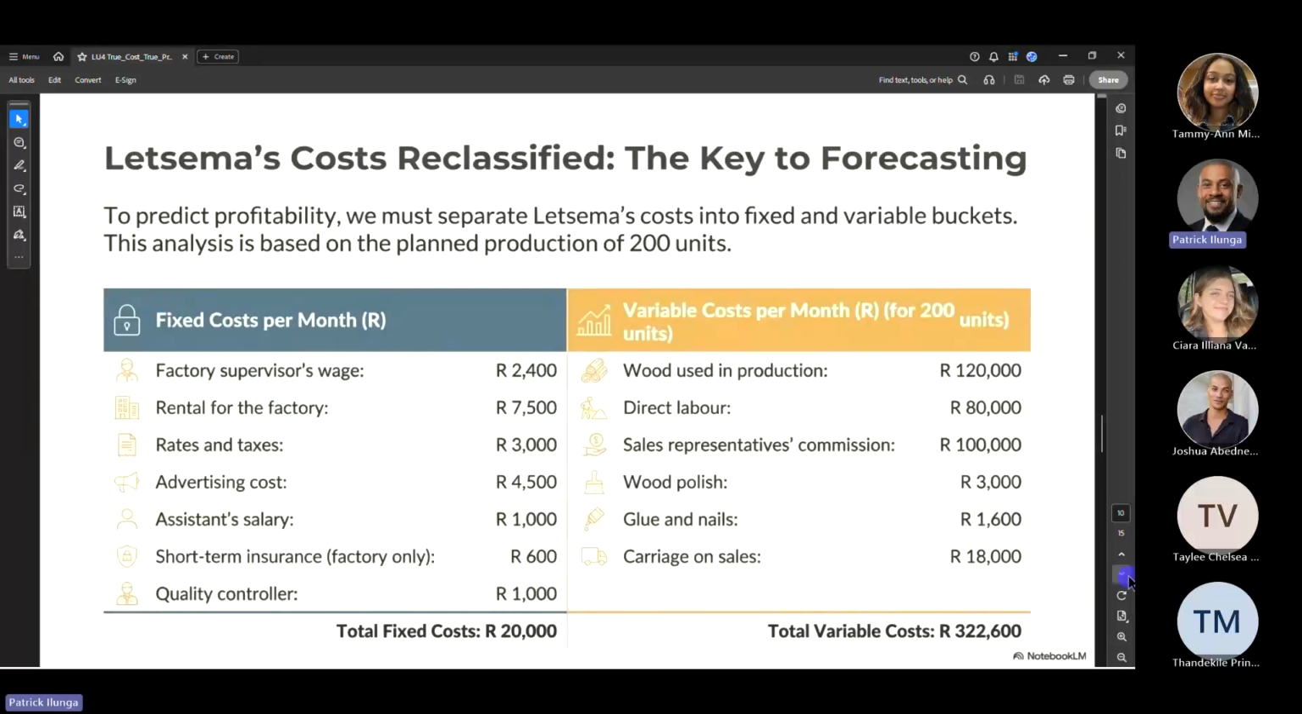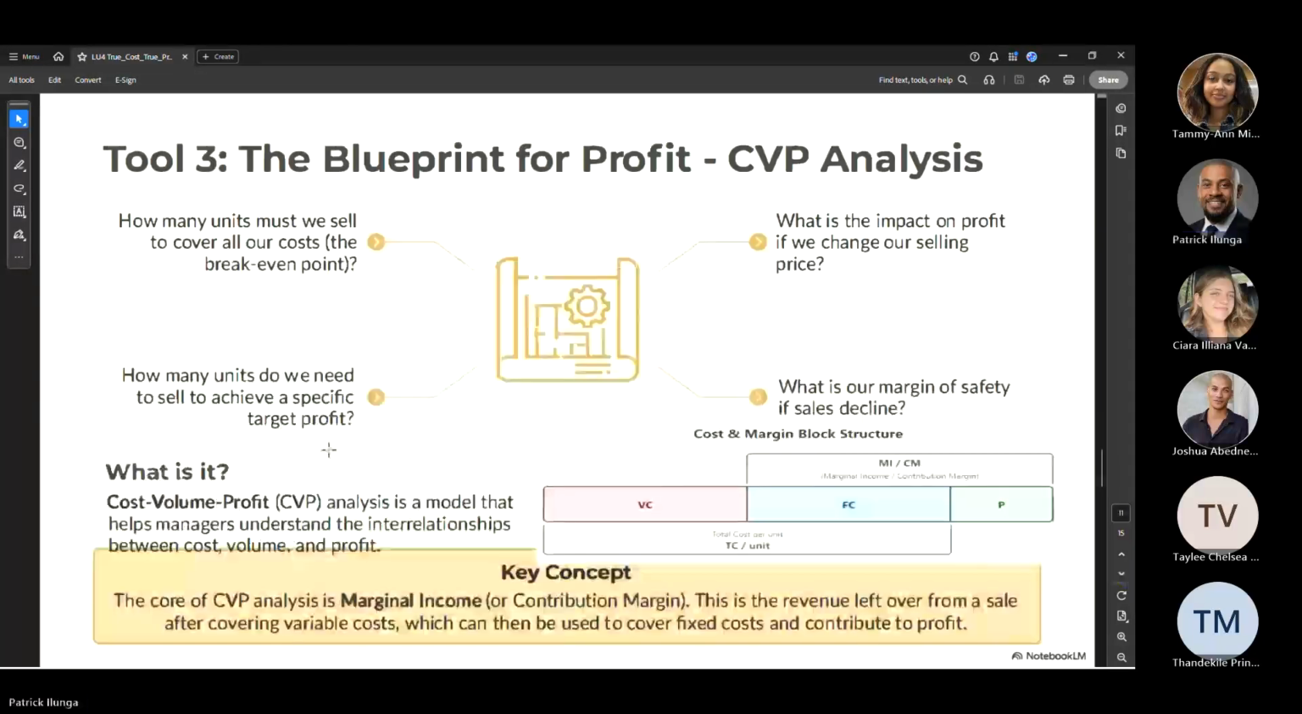All right, so the blueprints for CVP. Now we are talking about CVP. How many units must we sell to cover all our costs? Very important question. How many units? I can ask you that question in the exam. How many units must we sell?